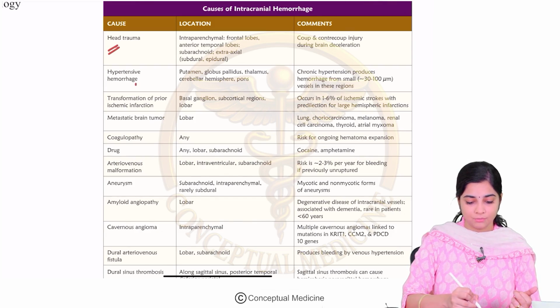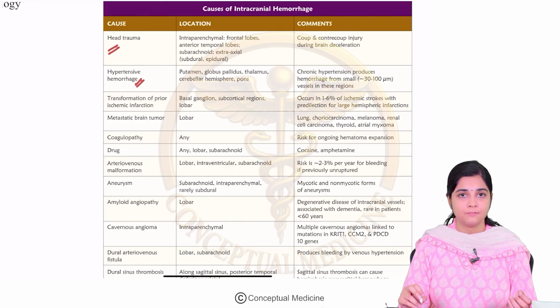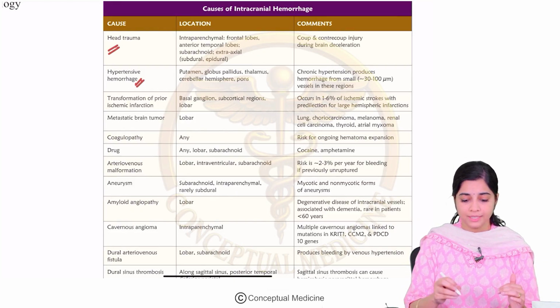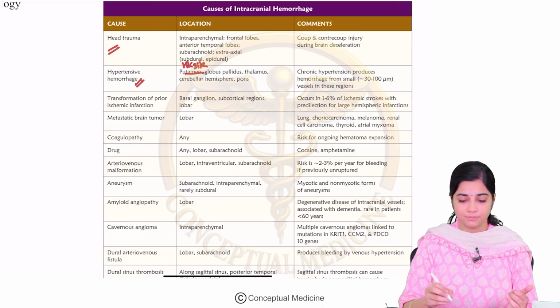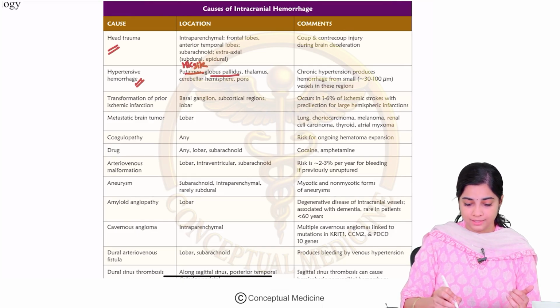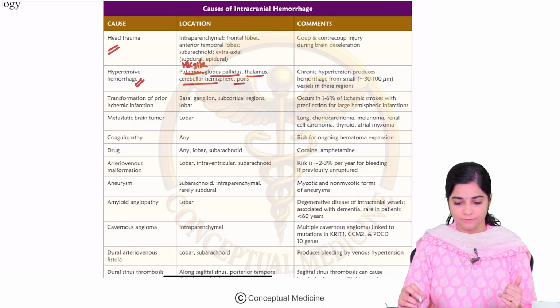The second, which is again one of the most common causes, is your hypertensive emergencies. Whenever there is severe hypertension, you can have bleeding into the brain, and that is what we call a hypertensive hemorrhage. The most common site for a hypertensive hemorrhage is the putamen, followed by the globus pallidus. Then you can have the thalamus, bleeding into the pons, bleeding into the cerebellar hemispheres. So these are the sites for hypertensive bleeds.